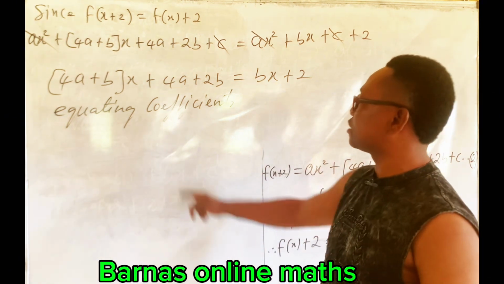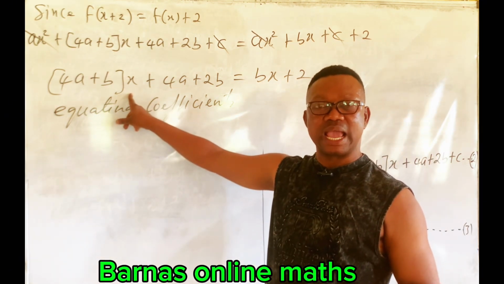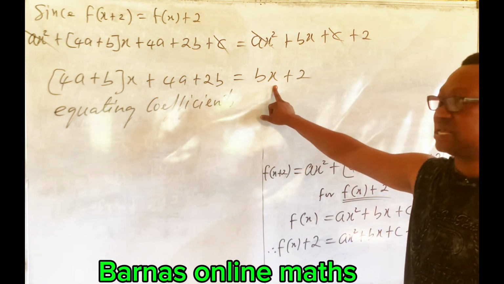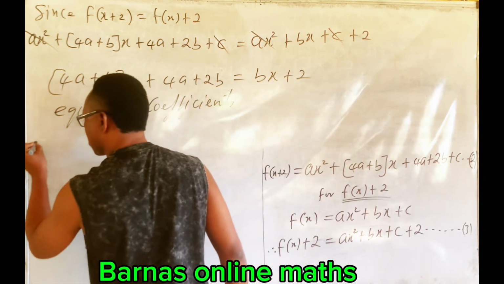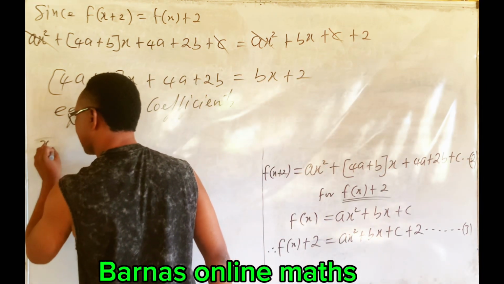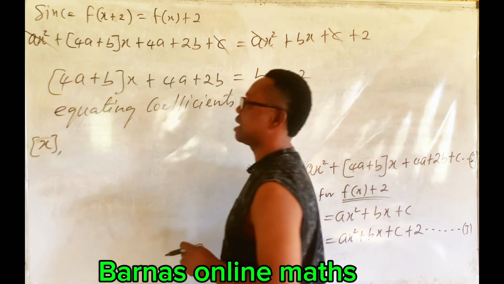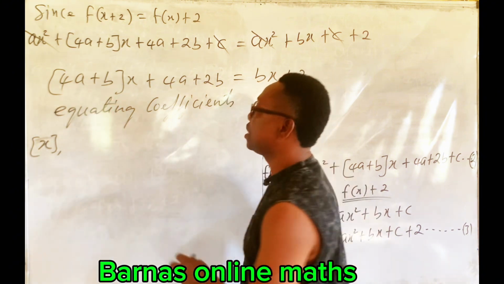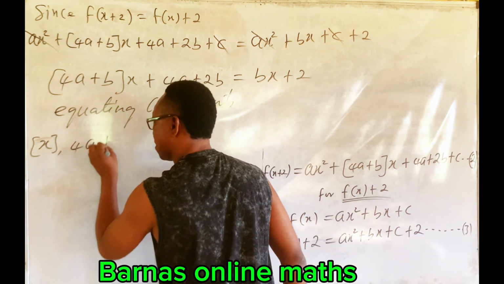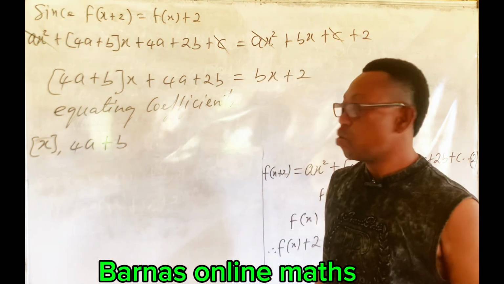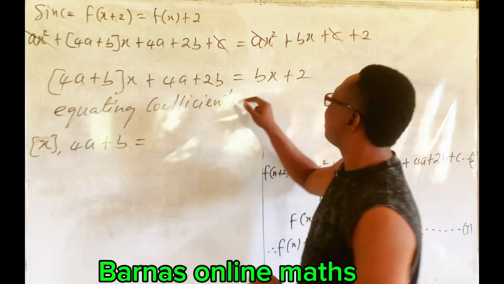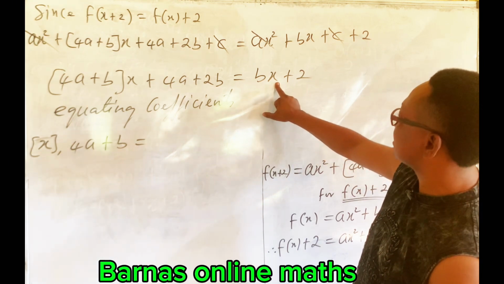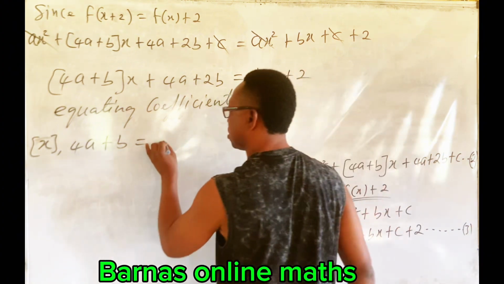we are going to equate the coefficient of x in the left hand side and that of coefficient of x in the right hand side. As a matter of fact, equating coefficient of x in the left hand side. What is the coefficient of x in the left hand side here is 4a plus b, which is equals to coefficient of x in the right hand side. And the coefficient of x in the right hand side is said to be what? b, which is equals to b.